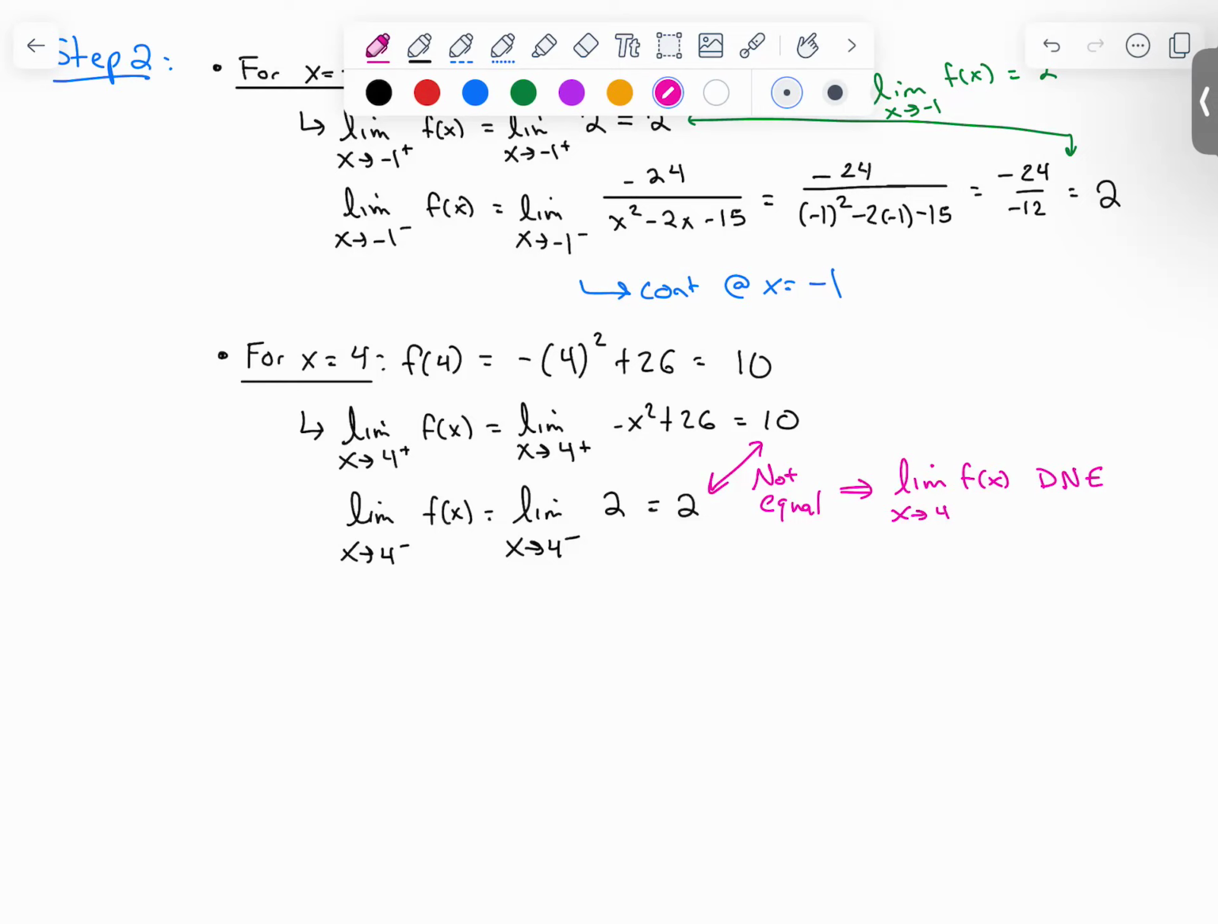We don't need to do any more. We don't even need to check whether or not they're equal. One of them doesn't exist. So discontinuous, discontinuous at x equals 4.